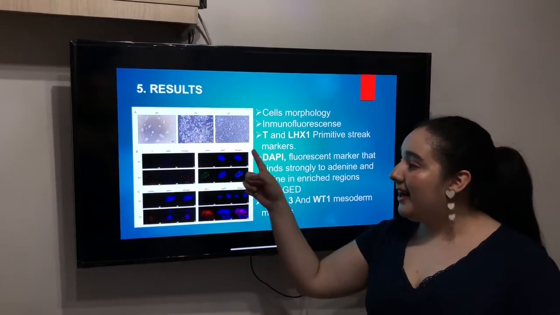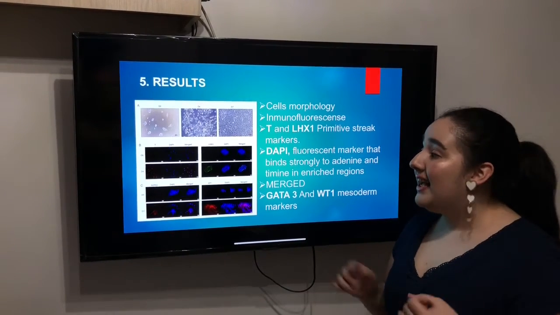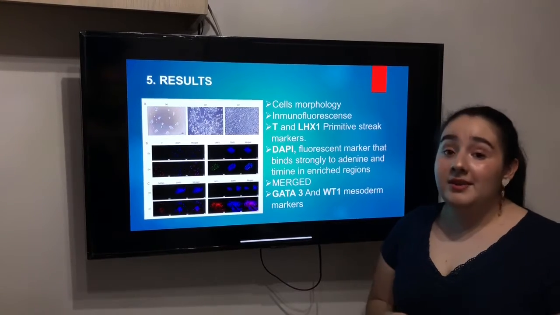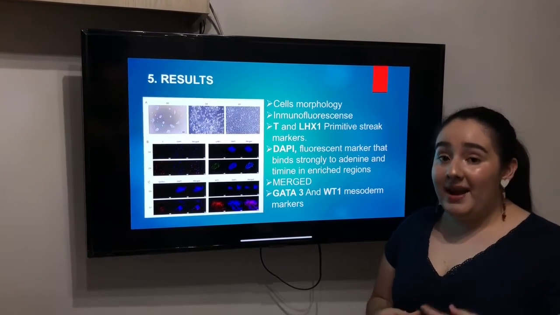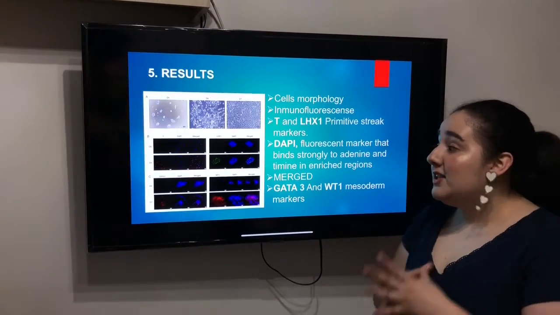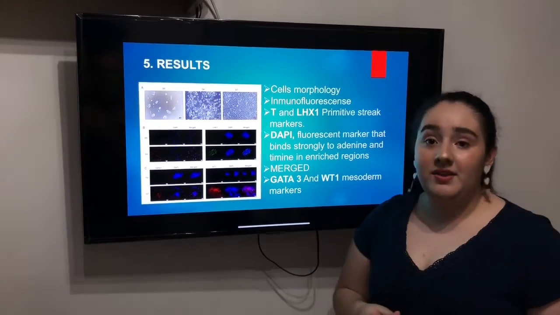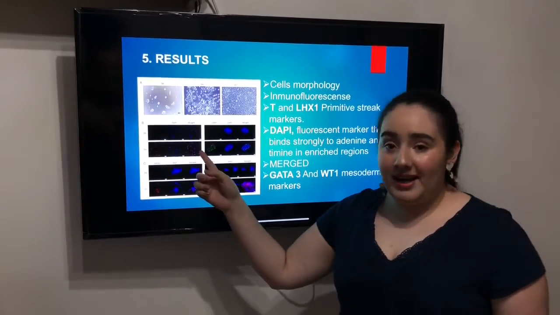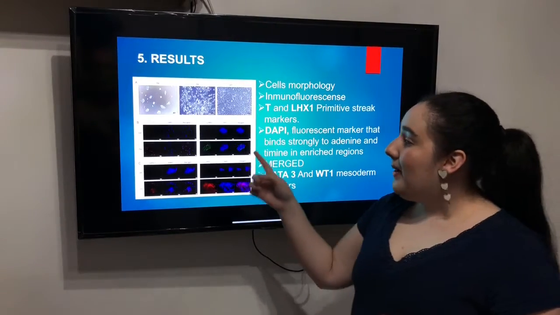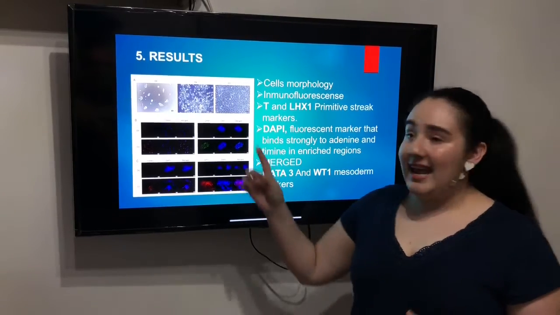We have here the markers, and we have the day of differentiation when they were evaluated. So, we have T and LHX1, which are markers for primitive streak. We also have TAPI, a marker that binds strongly to adenine and thymine, and we have MERGE when we have both of them. We can see that the day with the major expression was day 4 of differentiation. At MERGE, here we can see that both T and TAPI had an equal expression, but here in MERGE, we can see that TAPI had a major expression than LHX1.